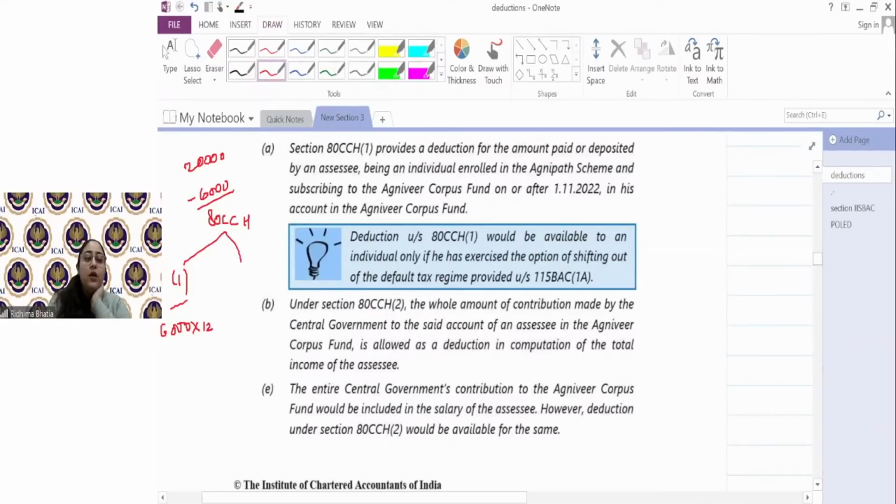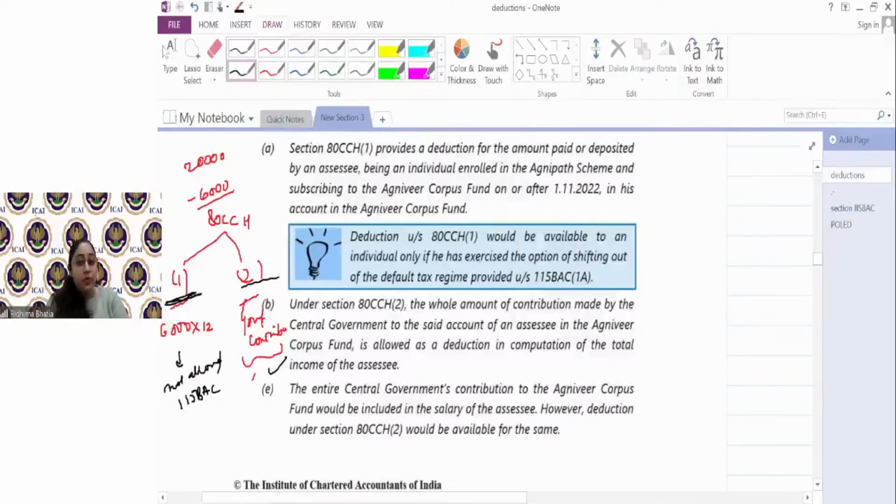What about 80CCH subsection 2? This is for the government contribution, the contribution which the government is making in my name in that corpus fund. That would come here. Mind you, guys, the government contribution is allowed for all people irrespective of the scheme. This is allowed for 115BAC also and your normal provisions also. But subsection 1 is not allowed for 115BAC, while subsection 2 is allowed for 115BAC also.